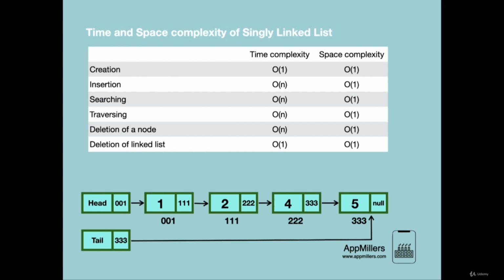And similarly, for space complexity, we have to create only one node and two reference variables. So this is also a constant space complexity operation.